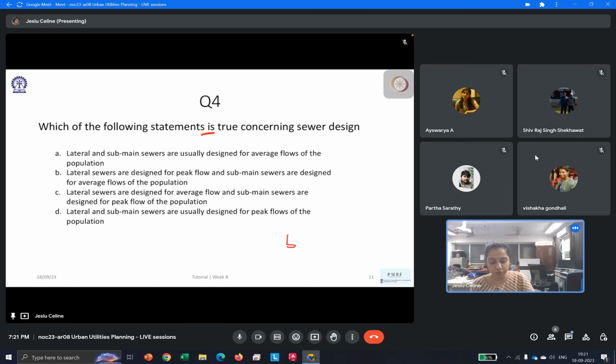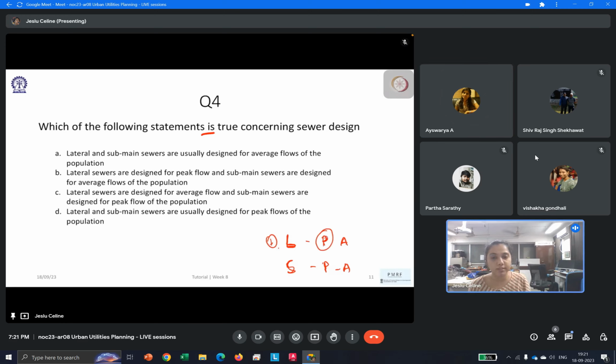So we have lateral sewers and then we have submain sewers. And then the question asks, is this designed for peak or average? Like it's that simple if you break it down. So let's see, lateral sewers, are they designed for peak or average? Peak flows. Lateral is designed for peak flows.